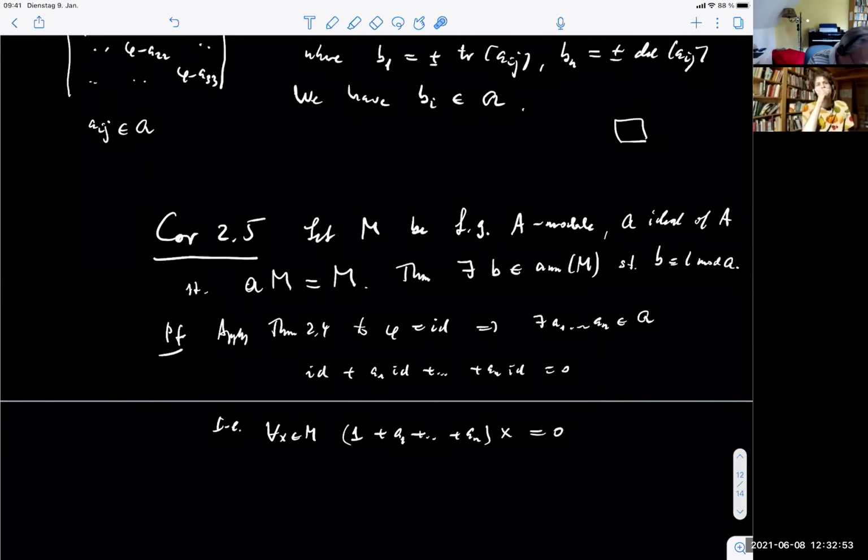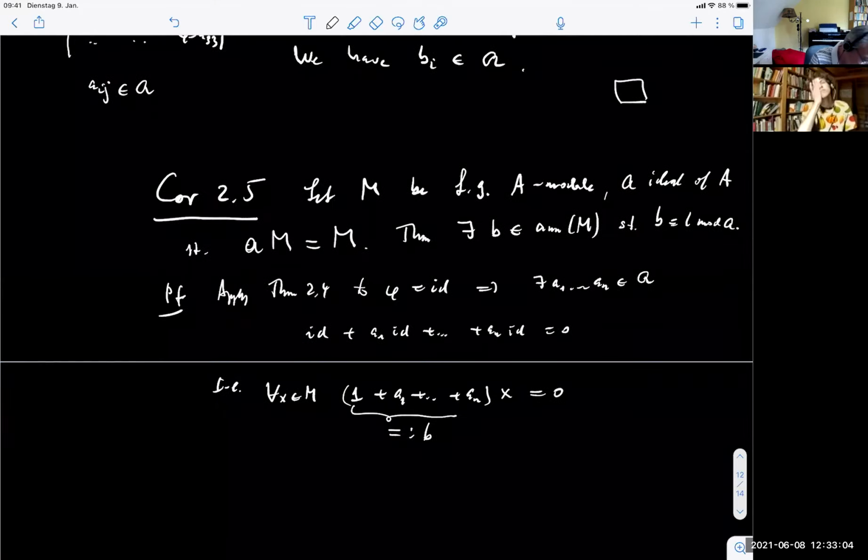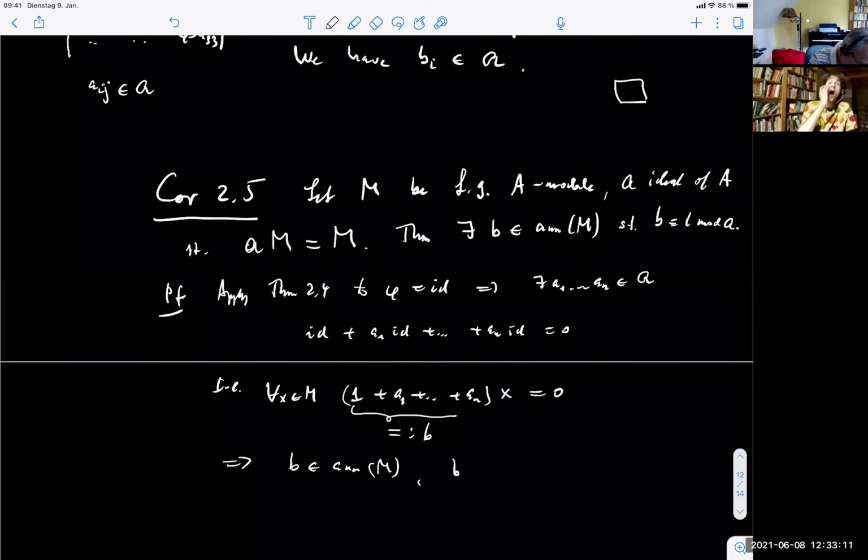Okay, now we just call this B. This is our B. B times any element of the module equals 0. So B is in the annihilator. And clearly B is congruent to 1 modulo our ideal. Okay, because it's 1 plus the sum of elements of the ideal.